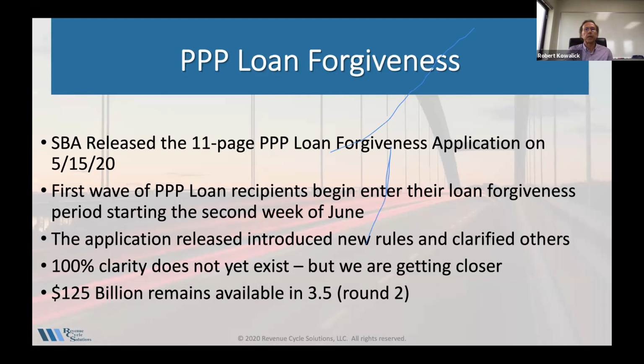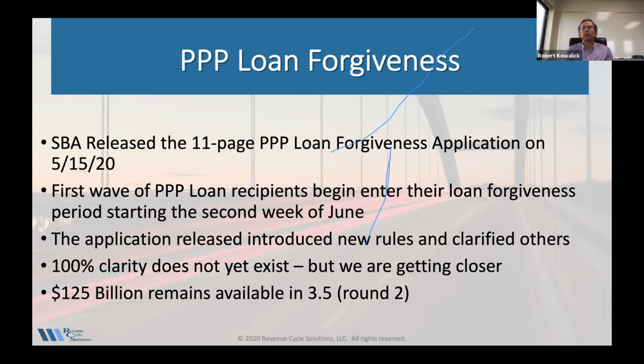The SBA released the 11-page loan forgiveness application on May 15th. The first wave of loan recipients will be into their forgiveness periods starting the second week of June. So this is going to be impacting many, many businesses very soon.